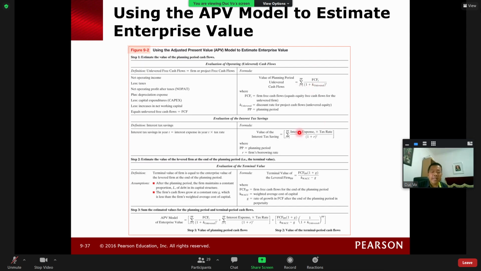The second component is that you work out the value of the interest tax saving. And what I want to emphasize here is make sure that you use the cost of debt as the discount rate. That is for the first 5 or 6 years during the planning period. You then estimate the terminal value, and again you have two options. Option number one, you use the Gordon Growth model, where you work out the terminal value. Option number two, you use the EBITDA multiple. So they put every single formula there for you.